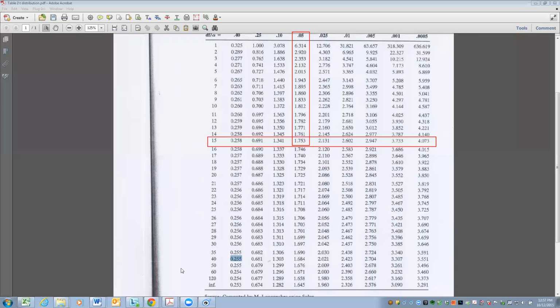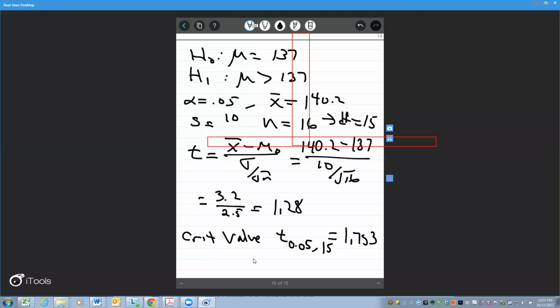Since the critical value is 1.753, and 1.28 is not greater than 1.753, we fail to reject. A critical value of 1.753 means we would need to be more than 1.753 steps above the mean. We were only 1.28 steps above the mean. We did not go out far enough for this to be considered a rare event.